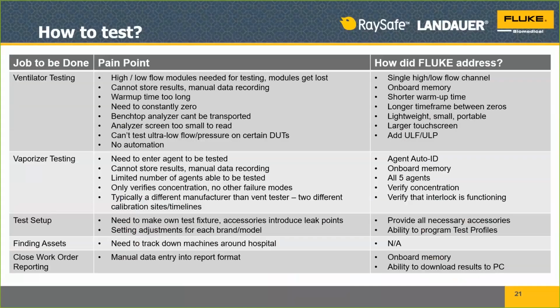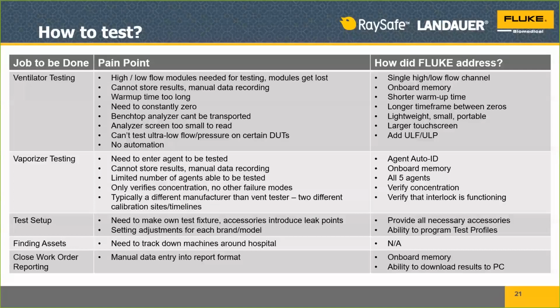One thing we looked at in terms of this entire application is that there are a lot of jobs that have to be done here. You're testing the ventilator, you're testing the vaporizer, you're setting up the tests, you're finding the anesthesia machine, which isn't so much of a pain point, and then you have all of that work order reporting to do. These are a few pain points to think about when making your purchasing decisions. Do I need multiple modules for high and low flow? Do I have to do two test setups? Do I need to store my results? Is warm-up time a factor? Do I need to zero multiple times a day? Is portability a feature I'm looking for because my current analyzer is in the shop?